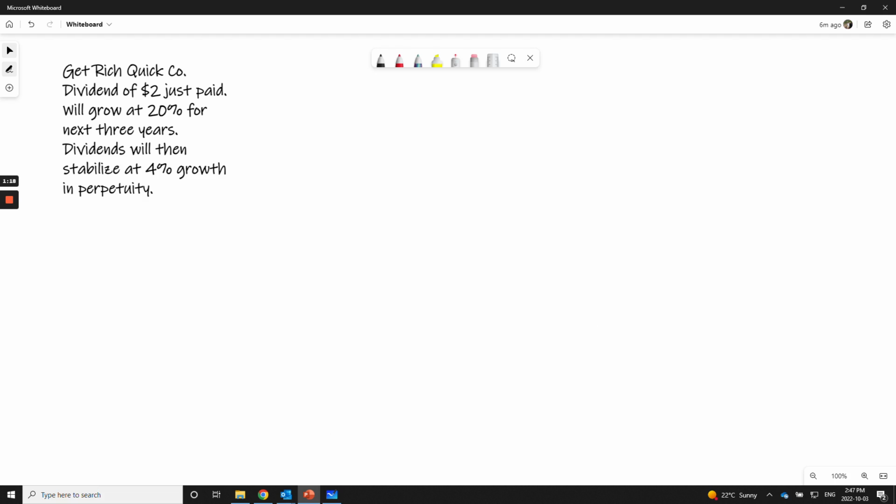So let's consider a question. The Get Rich Quick company just paid a dividend of $2. That dividend will grow at 20% for the next 3 years. Dividends will then stabilize at 4% growth in perpetuity, or constantly.